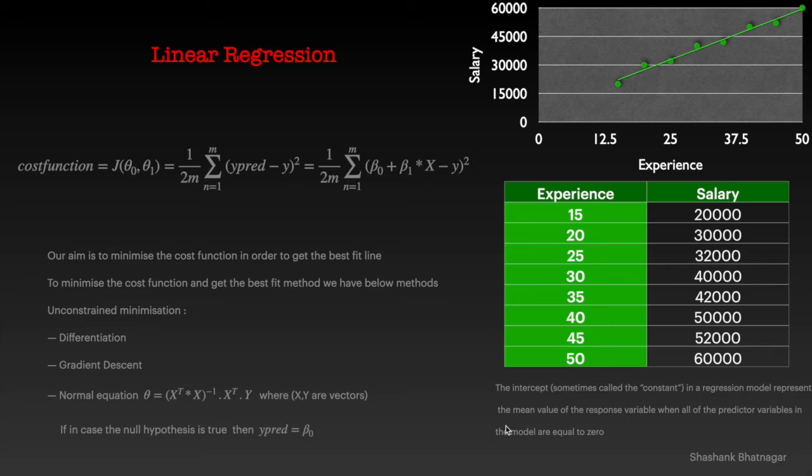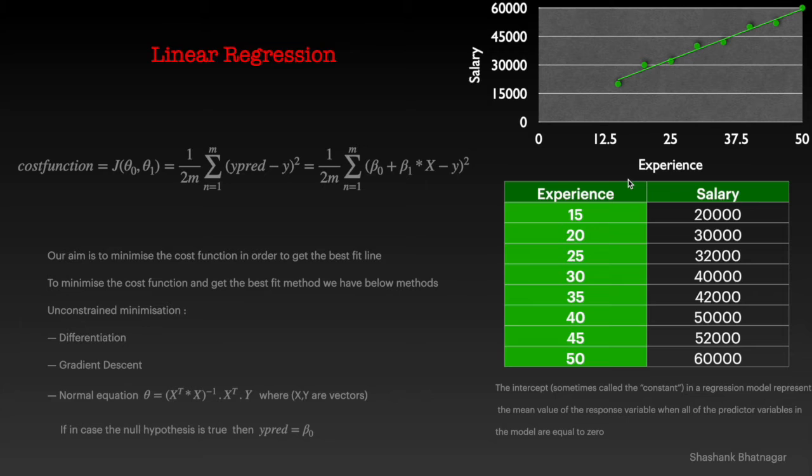As we mentioned, the cost function can be denoted by this formula: J of theta naught, theta 1 equals 1 by 2m, sum from i equals 1 to m, where m is the number of training examples, (y pred minus y) whole square. Since y pred is beta naught plus beta 1 x, we can further write the same equation in this form.